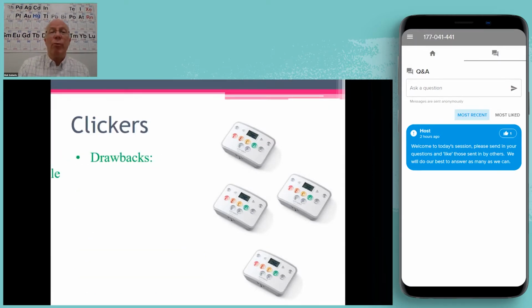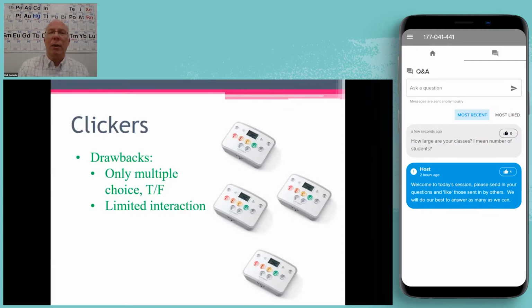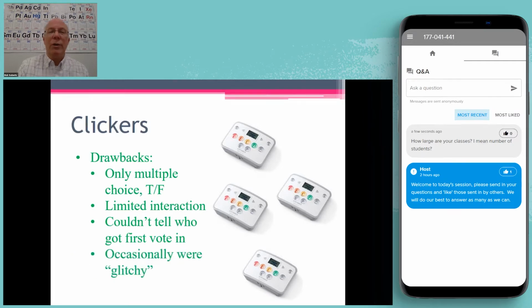So there were some drawbacks. You were limited to multiple choice and true false. So also this kind of gave some limited interaction. You couldn't do anything such as the features we have in Vevox now. One of the things I always wanted with the clickers was to be able to tell who actually got that first vote in for kind of a rapid type of questions. Could never tell that.